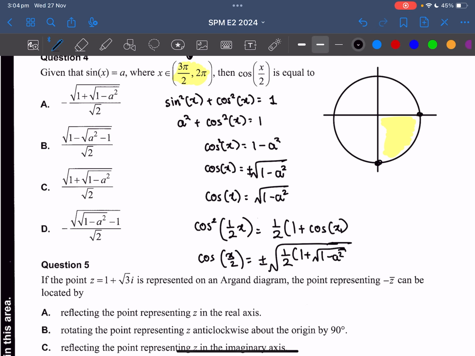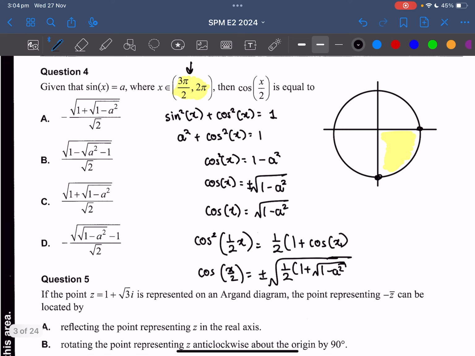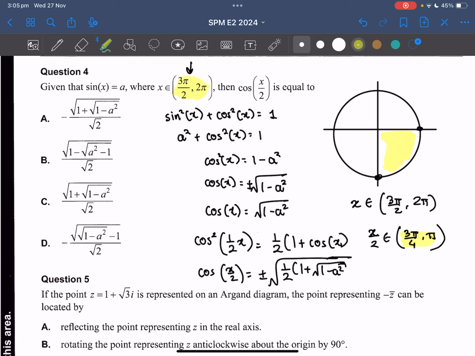Now again, if we were to look at the domain, our domain for x is 3 pi on 2 to 2 pi, right? Our domain for x on 2 will become, we have to divide it by 2 as well. If you're dividing the x by 2, you have to divide the domain by 2 as well. So it will be 3 pi on 4 and pi. Now, what region is this on the unit circle? It's going to be the second quadrant, right? Because 3 pi on 4 is somewhere here, maybe, and pi is here. So we are in the second quadrant.